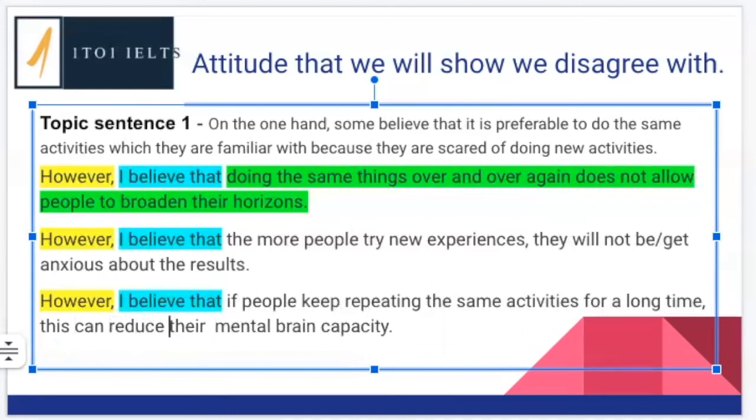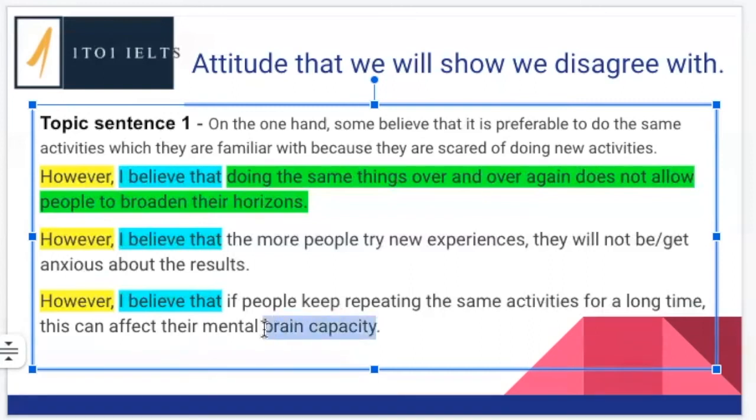Then mental brain capacity is a little bit of a strange collocation. Mona says, could we use affect? Yep, this is good also. So you can have that. This can affect their, what would be their brain capacity.